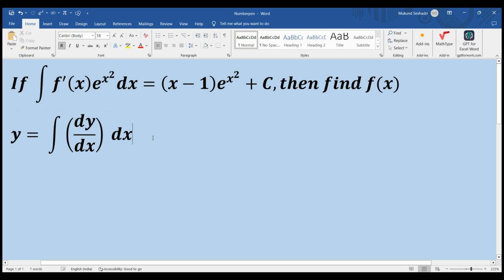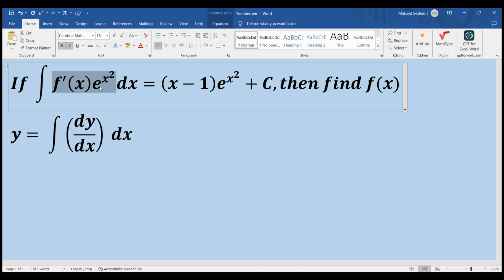And this is why I mentioned that we will have to go back to the basics of integral calculus to try and solve this problem without much of a hassle, right? Now, you look at this, I'm just drawing a parallel to what we have been given. What we have been given is f dashed of x times e to the power x square dx. And let me highlight that in yellow. And if I draw a parallel to y, which is the integral of dy by dx times dx, right?